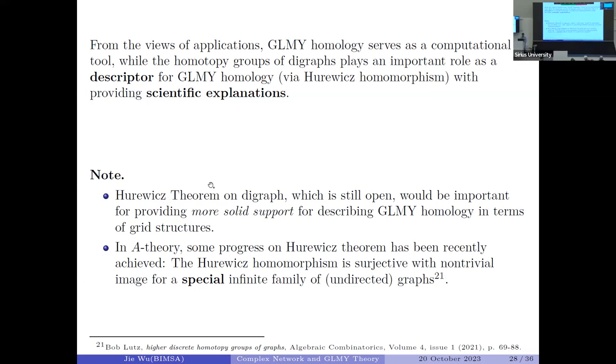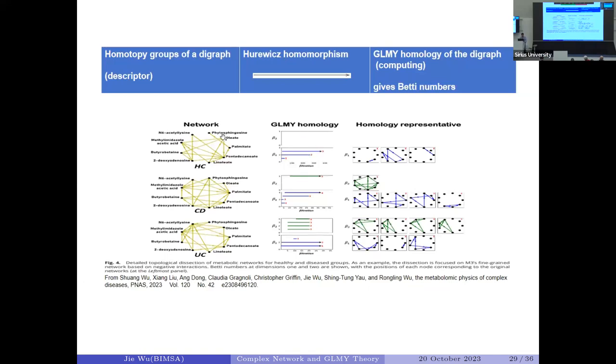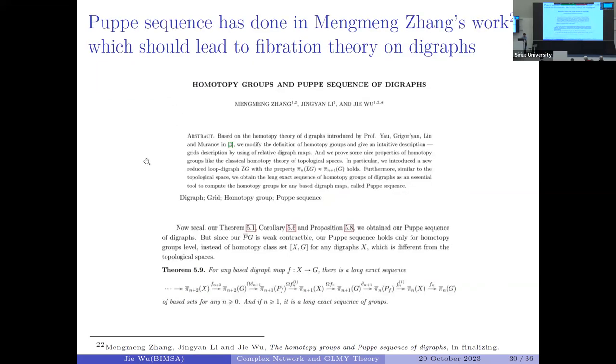Two balls, right? One is homotopy and another is homology. So this picture is coming from this article. We can use homology for this description, but the art is to use the homotopy group to describe the structure inside the networks. Okay. Now another thing I want to mention here is that Merman's article is being finalized, it's almost finished, so I'm happy to see that.